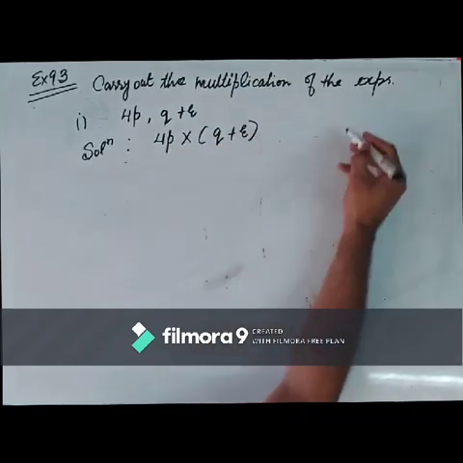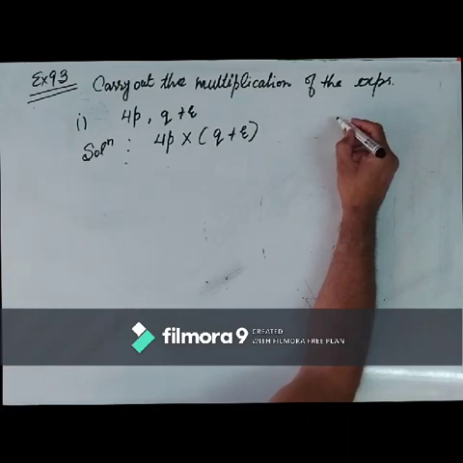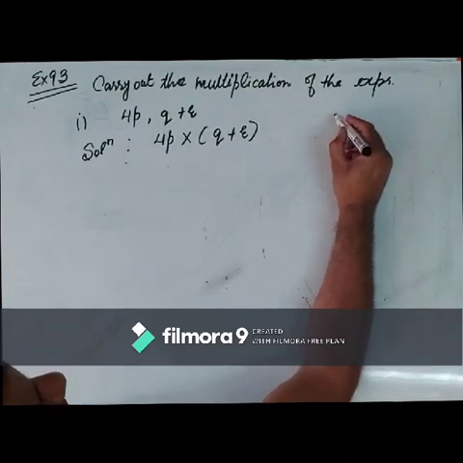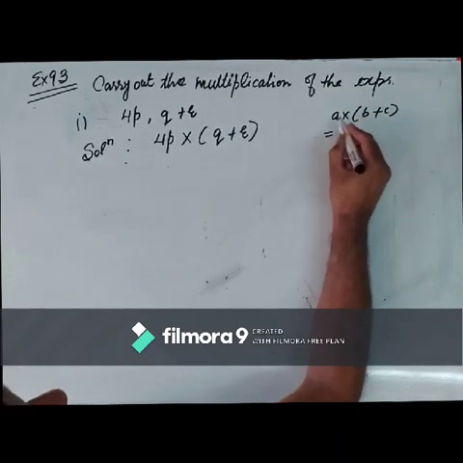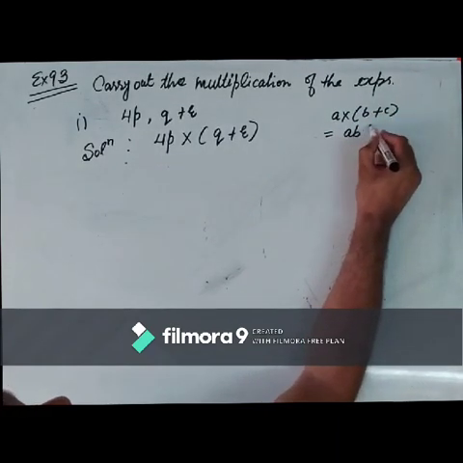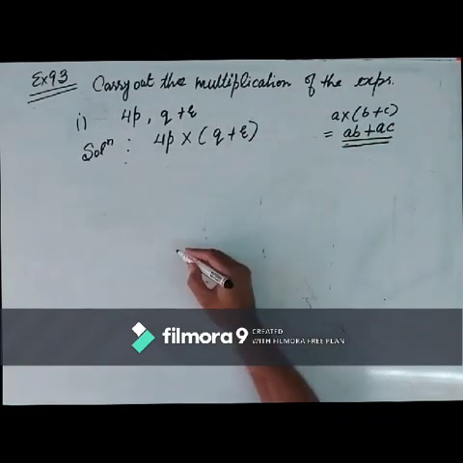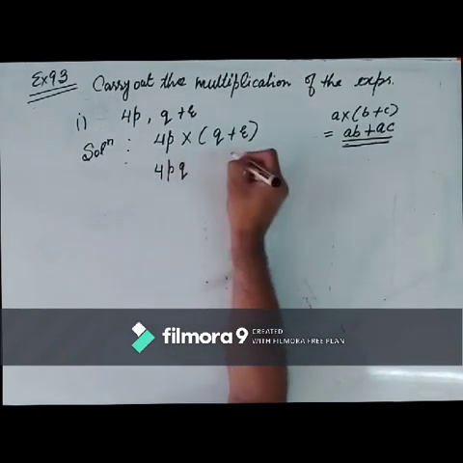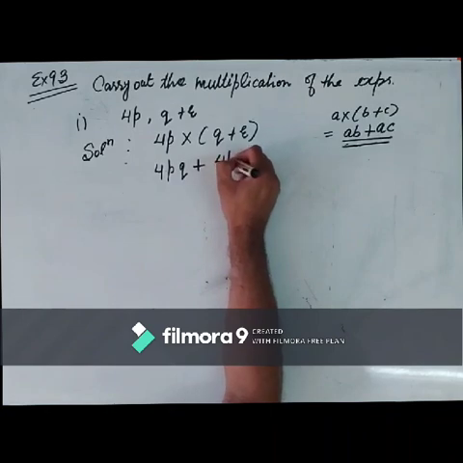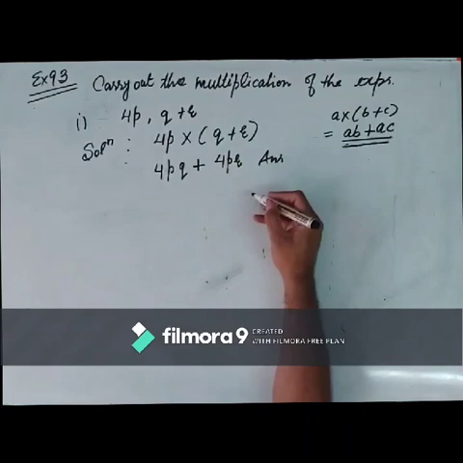So what we have to do here is, you remember the distributive property we have gone through in the previous classes. If I have a multiplied by b plus c, then a is to be multiplied as ab plus ac. The same pattern is to be followed here: 4p into q plus 4p into r. So this is your answer, 4pq plus 4pr.